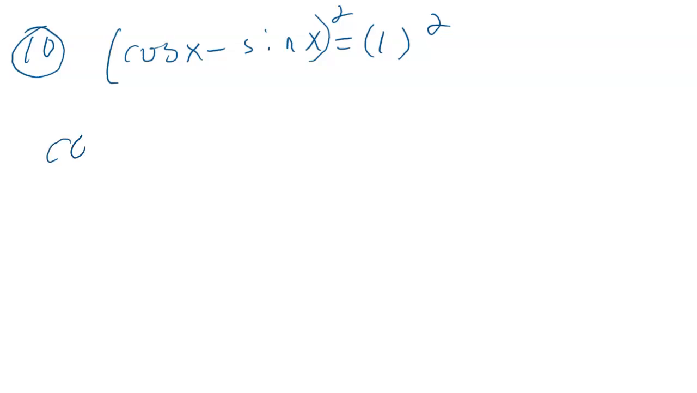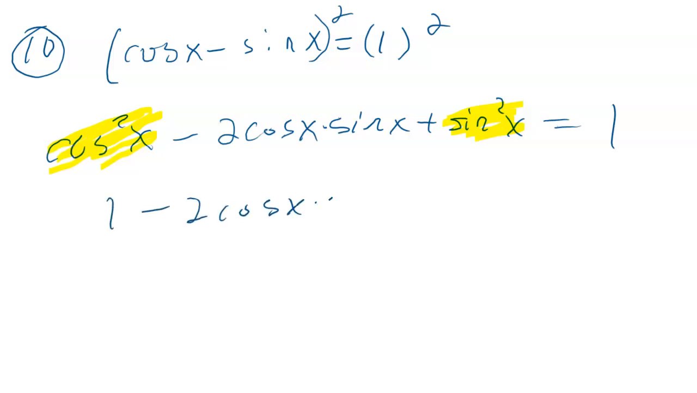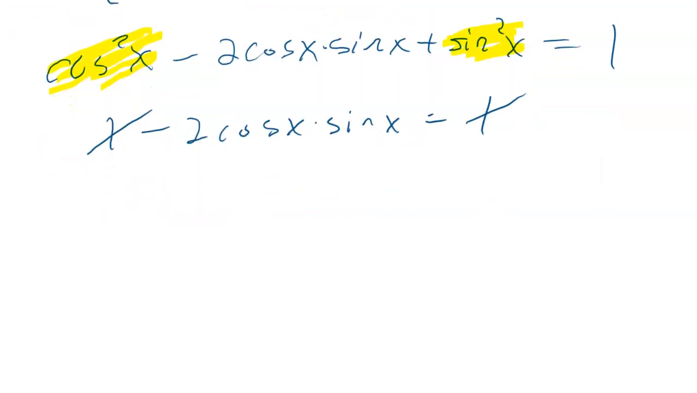Anyways, when I square this, I'll get cosine squared x minus 2 cosine x times sine of x plus sine squared of x is equal to 1. Again, I like to FOIL it out. First times first, outside times outside, inside times inside. And if you notice, it's one of our really, really big identities, cosine squared plus sine squared is equal to 1. So I get 1 minus 2 cosine of x times sine of x, and this is equal to 1. These ones do cancel out, which is very, very convenient. So then I get negative 2 cosine of x times sine of x is equal to 0.